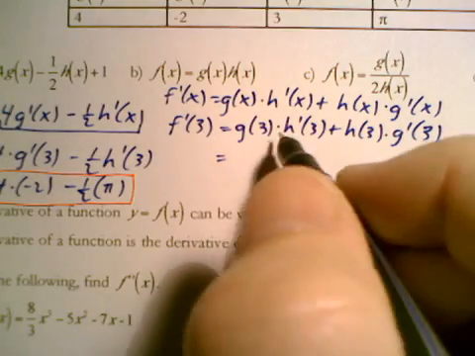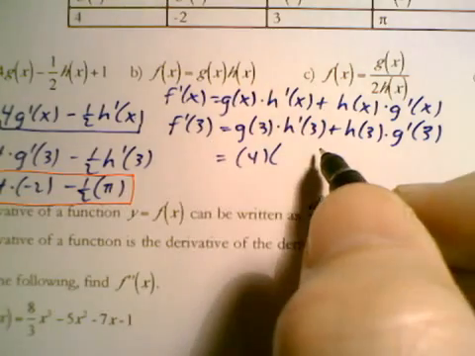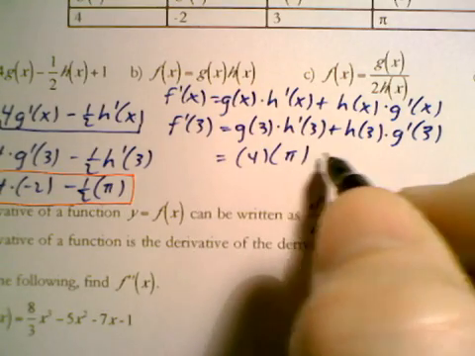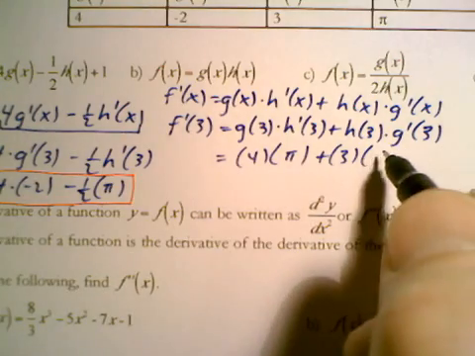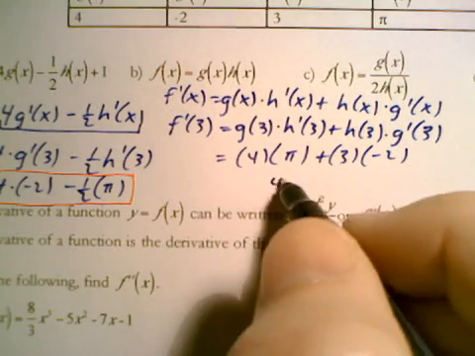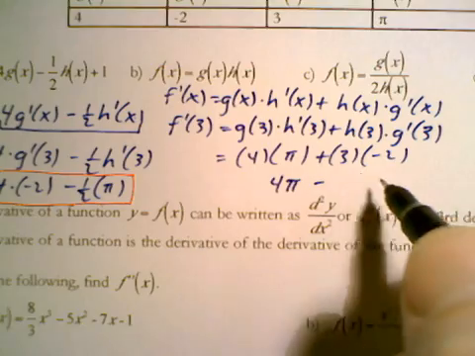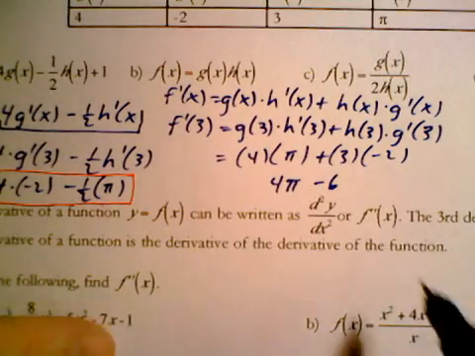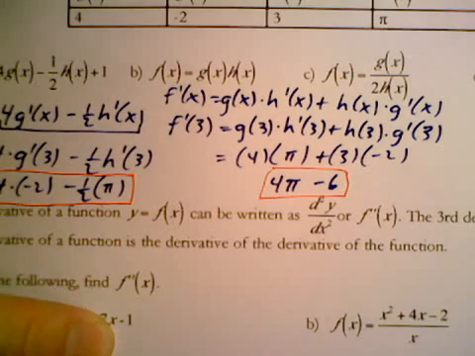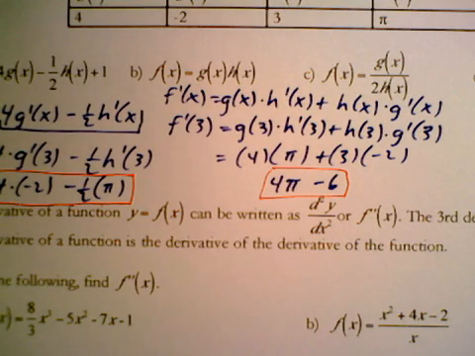And g of 3 from the chart is 4, h prime of 3 is pi, h of 3 is 3, and g prime of 3 is -2. And so 4, I have room here, so I'll simplify it. 4 pi minus 6. Alright, so there you go there. And I'm going to use a different piece of paper for problem C.